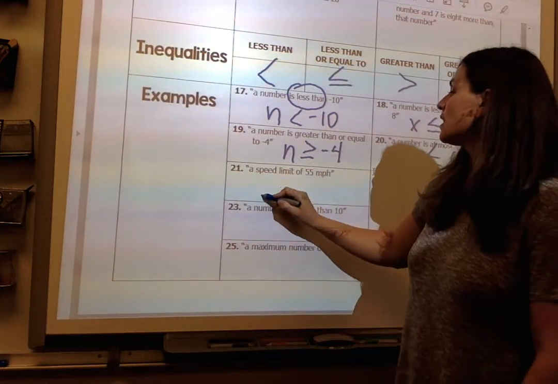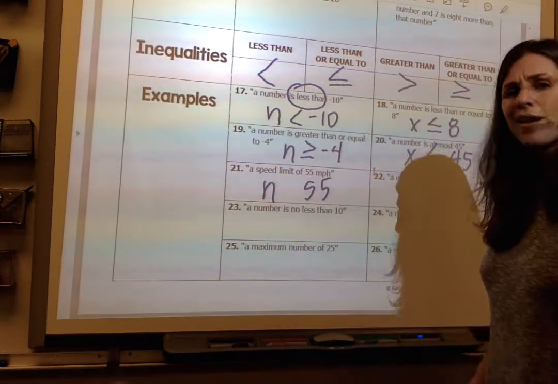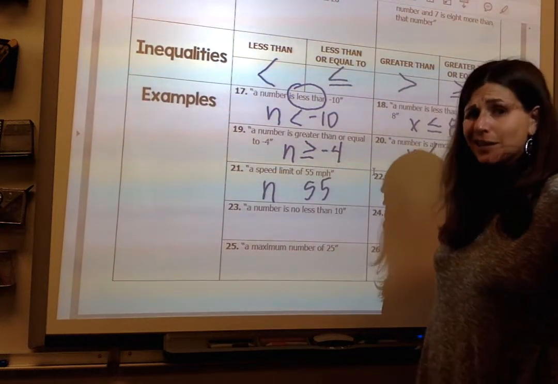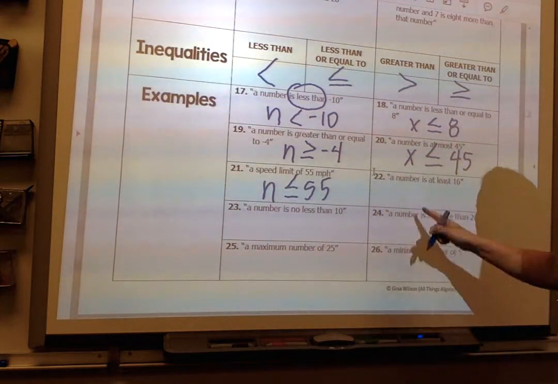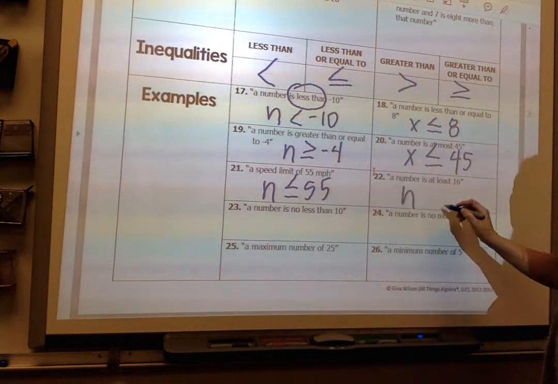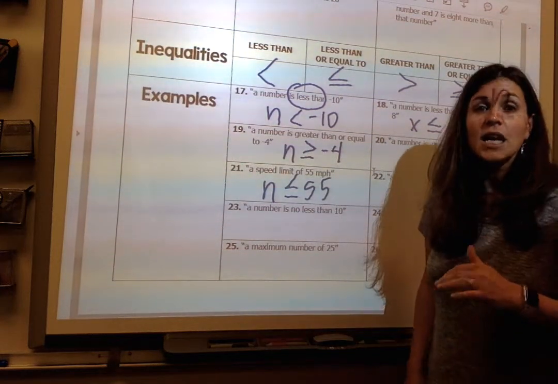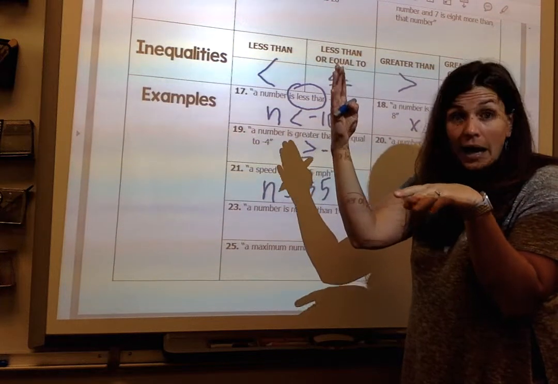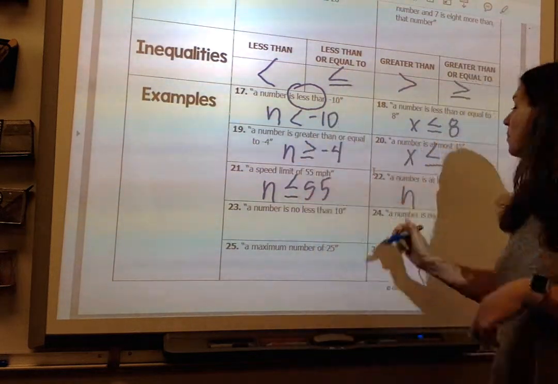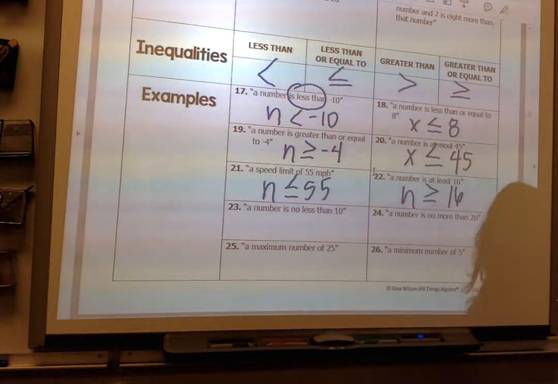Number 21, a speed limit of 55. If you go faster than 55, you're going to get a ticket. So it's got to be n is less than or equal to 55. Number 22, a number is at least 16. If it's at least 16, can it be 17? Yeah, it can be 17, 18. It can be greater than or equal to 16.